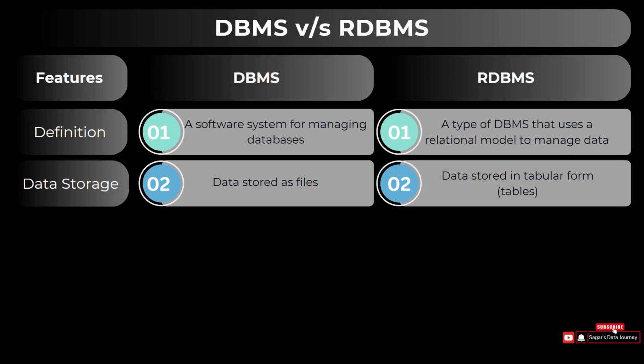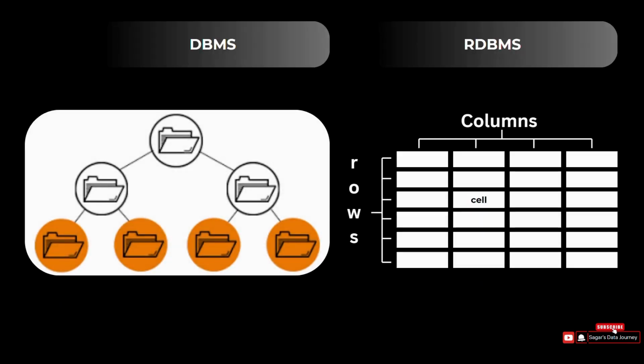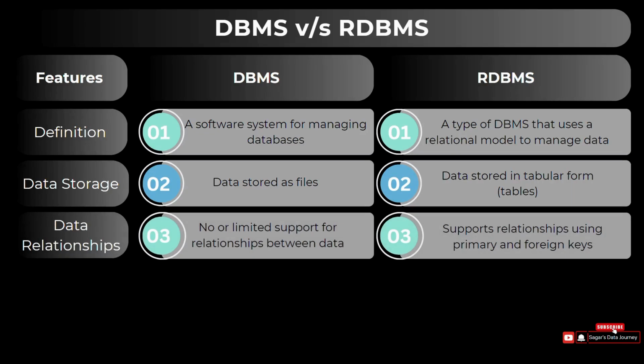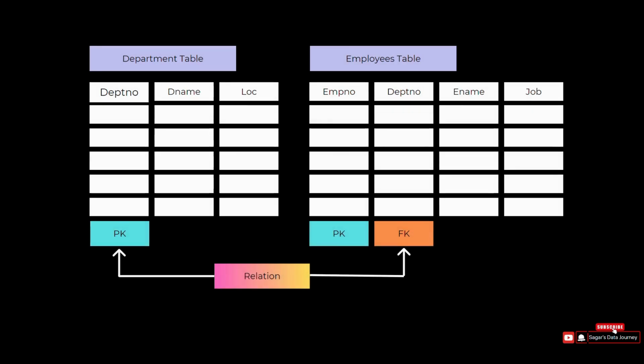of tables. And this is the diagrammatic representation showing how data is stored in the DBMS and RDBMS, where in RDBMS a table is the combination of rows and columns and the cell is the combination of one row and one column. DBMS has a limited support for relationships between the data, whereas RDBMS supports complex relationships using a primary key and foreign keys. And this is a simple example showing how RDBMS supports relationships using a primary key and foreign key.